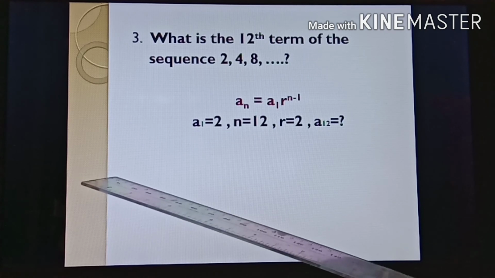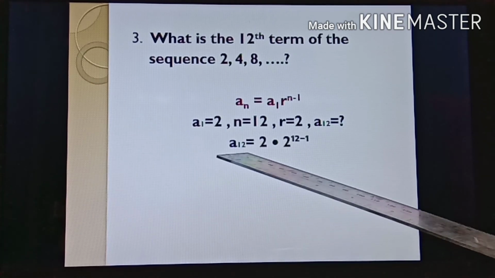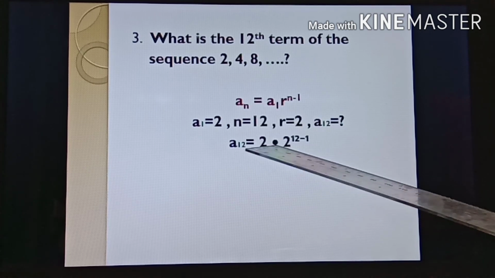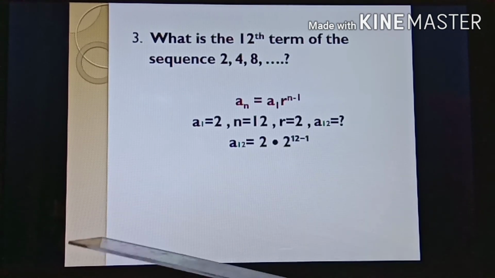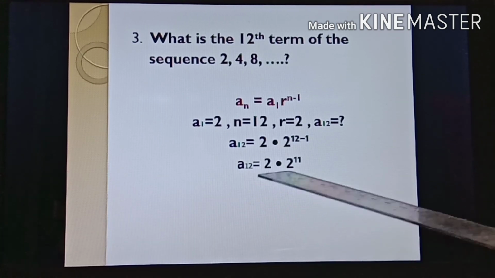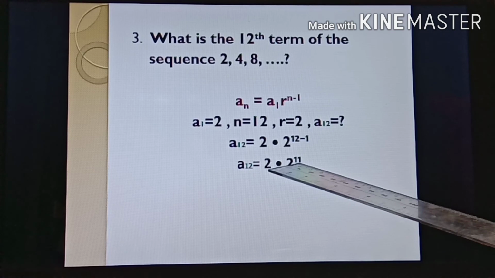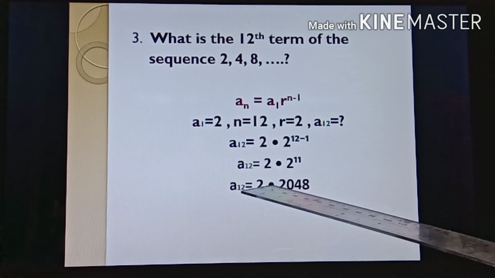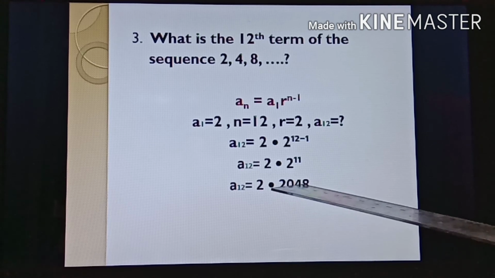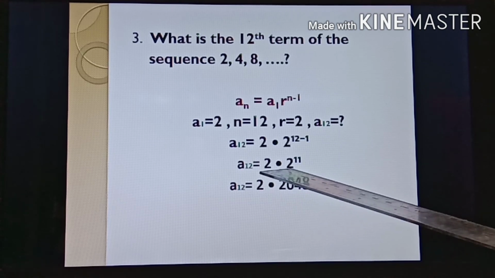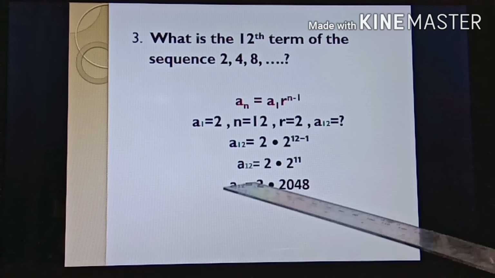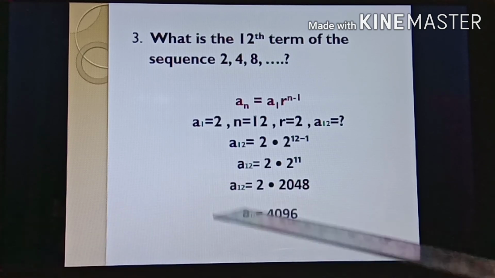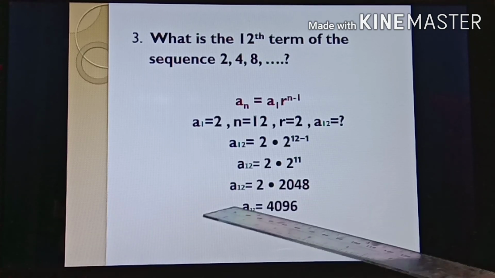Next is substitute lang the values to the formula. So a sub 12 is equal to a sub 1, which is 2, times r, which is 2, raised to n, which is 12 minus 1. So a sub 12 is equal to 2 times 2 raised to 11, since 12 minus 1 is 11. So 2 times 2,048. Bakit naging 2,048? Kasi we will multiply 2 eleven times by itself. So the result is 2,048. So 2 times 2,048, the result is 4,096. Therefore, the 12th term is 4,096.